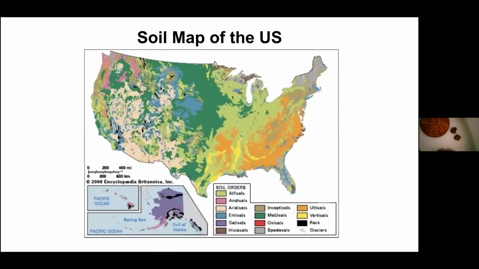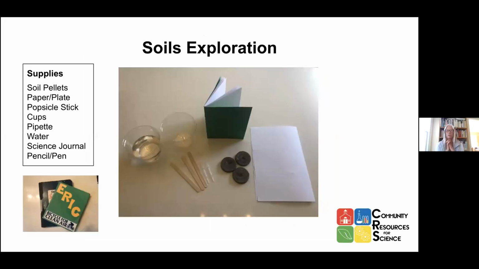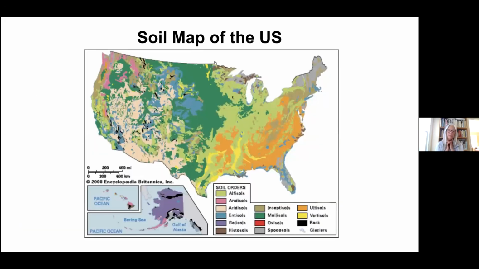Here's a real quick macro view of soils in our country, a soil map of the US. So they are very different depending on where you are. They have different ages, they're of different types. Different minerals. Yeah, minerals, content.